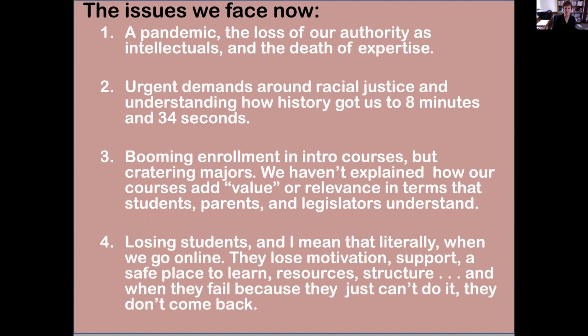And the other issue that we're facing right now, and again, Commissioner Keller talked about this really specifically, is we lose students literally when we go online. They lose motivation, support, a safe place to learn, the resources and structure that come with the in-person piece. And students who sign up to take an online course, it's one thing, but if they're expecting the in-person, it's difficult. And when they fail because they just can't do it, they can't manage the technology, they don't have the right access, they don't come back.